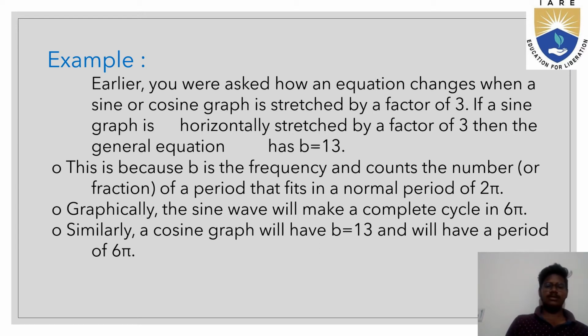This is because b is the frequency and counts the number of the fraction of the period that fits in a normal period of 2 pi. Graphically, the sine wave will make a complete cycle in 6 pi. Similarly, a cosine graph will have b equal to 1 by 3 and will have a period of 6 pi.